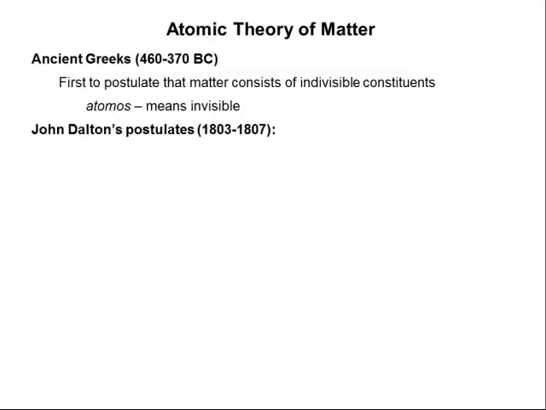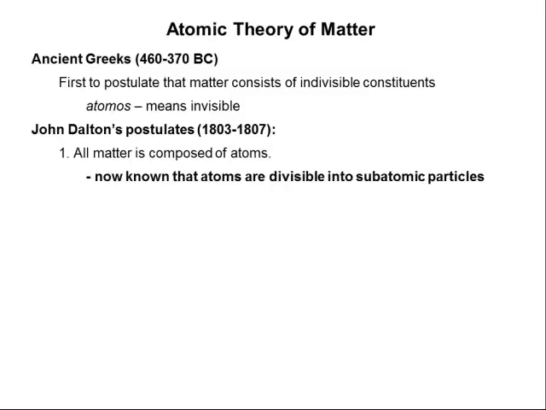Now, a more modern theory of what matter consists of and what these atoms look like can be related to John Dalton's postulates. John Dalton postulated that all matter is composed of atoms. We need to modify this postulate a little bit because now we know that those atoms can actually be broken down into what we call subatomic particles. And we've even found smaller things that make up these subatomic particles.